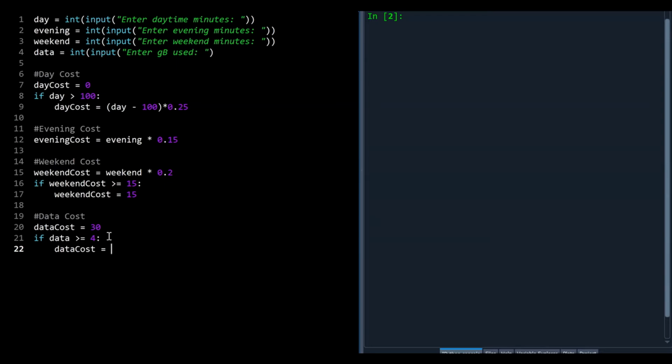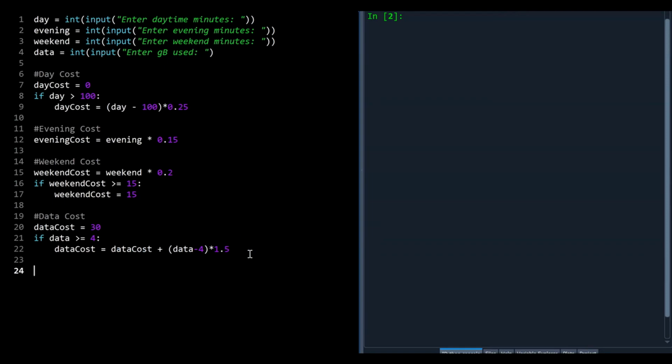So my data cost would be my data cost, which was the 30, plus the amount over. So data minus 4 times 1.5 per gigabyte. Okay, this looks like a little bit of a weird statement, but it does kind of make sense. It takes what it was, which was 30, and then it's doing a calculation just up here. It's taking the amount over 4 gigabytes and multiplying by $1.50. So I could just put 30 there, I guess, and that should still work as well.